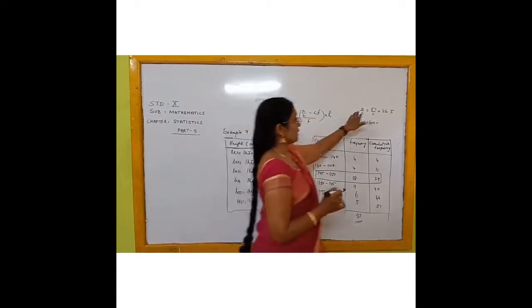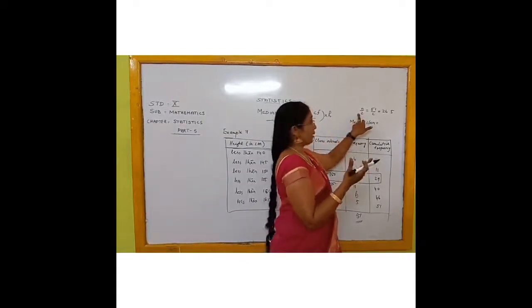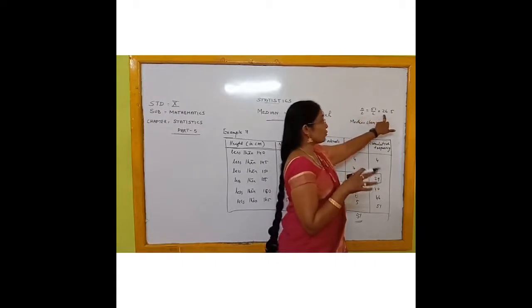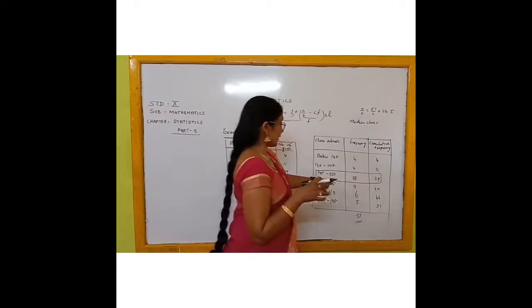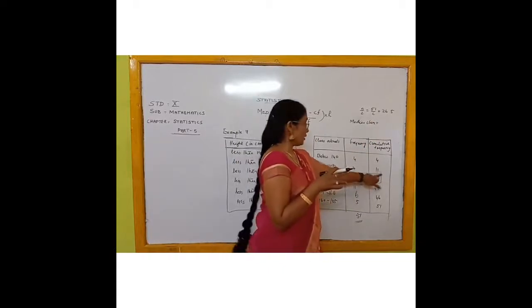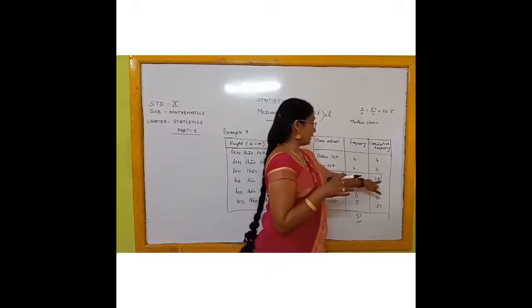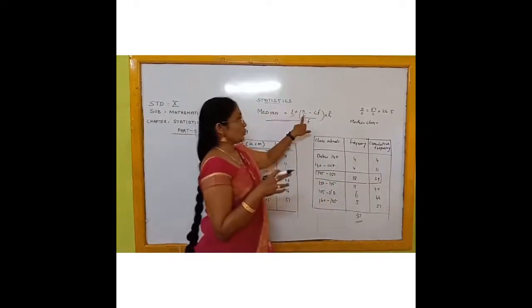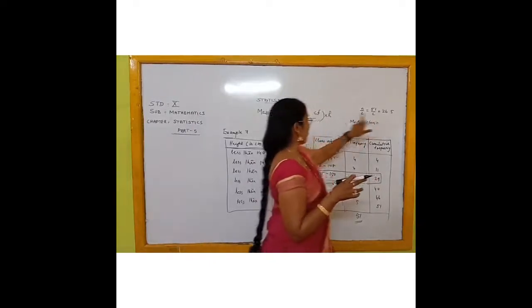It lies in the class nearest to n by 2. You have to just look at that. Cumulative frequency greater than or nearest to this 26.5. So what is that? It is 29. So, therefore, this will be the median class. Its lower limit you already got, that is 145. N by 2 is already written here: 26.5.